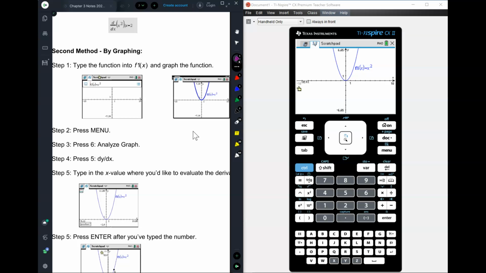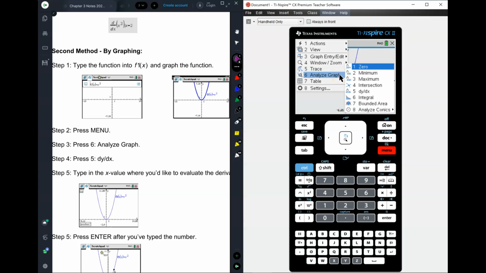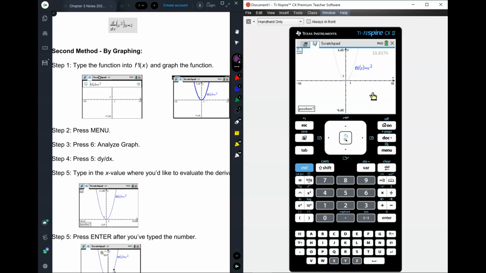Graph x squared. That should be very quick. Now, press menu. Analyze graph. Most of what you're going to be doing is analyze graph. Look at number 5. It says dy dx. That's derivative. Before you do anything, it says position. We're going to find dy dx at x equals 2. So just without doing anything, press 2, enter, and there we go. You see here at x equals 2, it finds the derivative, it's 4.